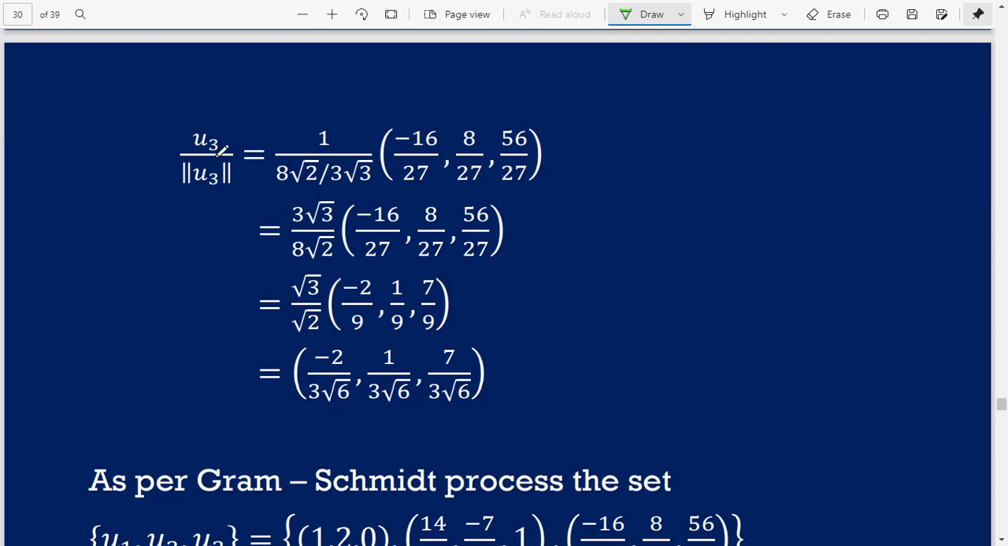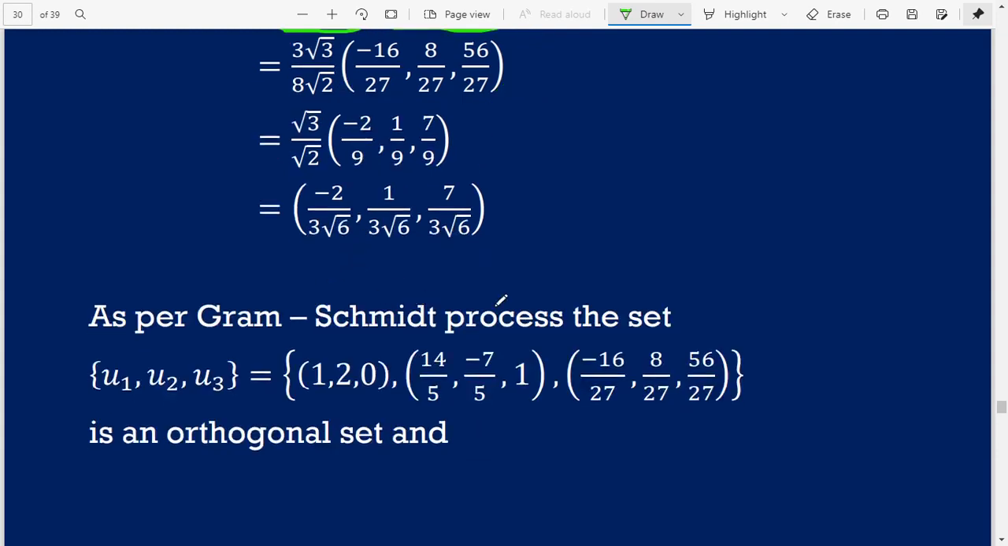and u3 upon norm u3. So vector u3 is equal to this and norm u3 is equal to this. Multiplying this and simplifying, we get minus 2 upon 3 under root 6 comma 1 upon 3 under root 6 comma 7 upon 3 under root 6.